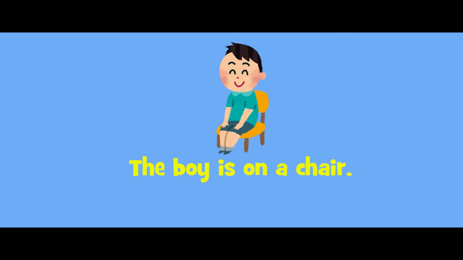So let's take a quick look at this example sentence here. The boy is on a chair. We can see that the boy and the chair are both nouns, but where is the boy? He is on the chair. The preposition tells you exactly where the boy, being the first noun, is.